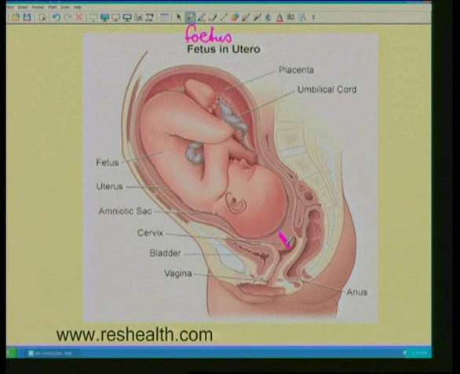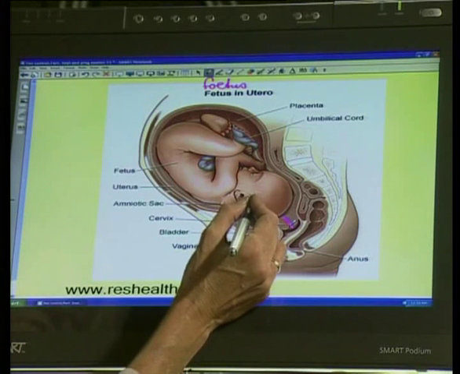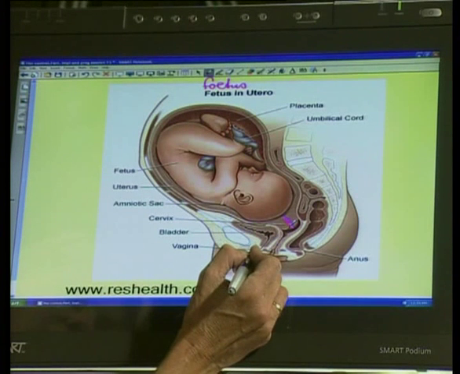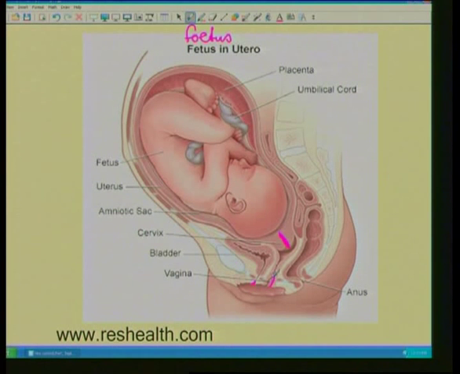Then here's the bladder. So no wonder, every time that baby moves, that bladder gets squished and the lady will have to urinate. There's the urethra. So there's the opening to the urethra. There's the vaginal opening, okay, all the way up here.